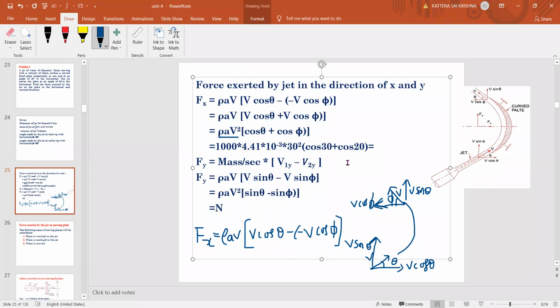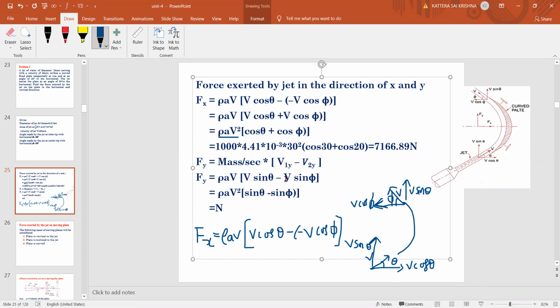Yes, a little bit faster, please. Calculate the value and tell me. 7166.89. Yes, what is the unit of force? Newton. Very good, Newtons. Right, so this completes Fx.